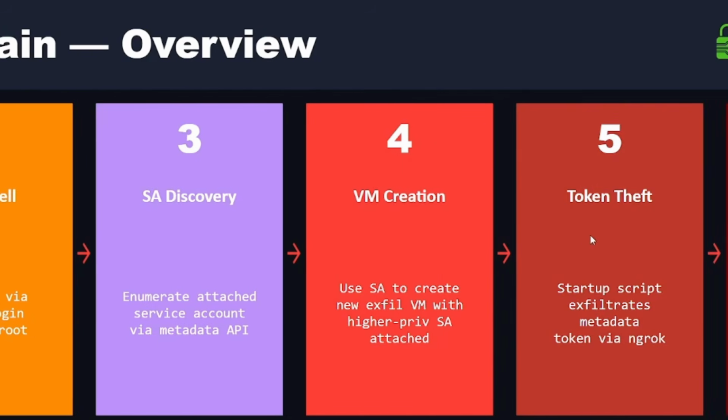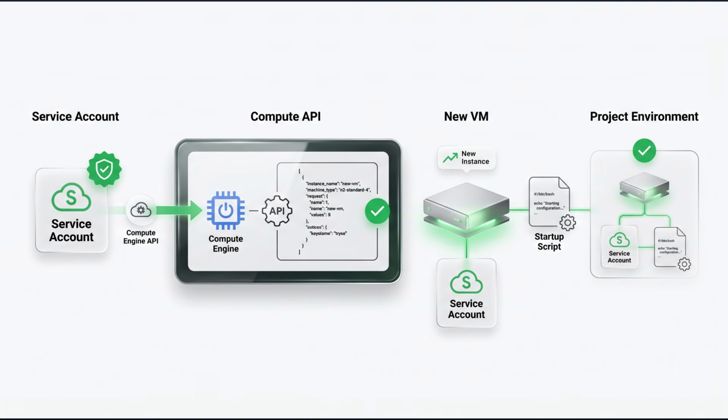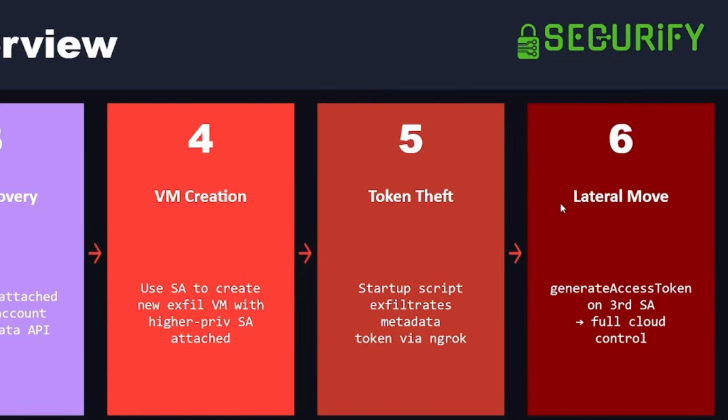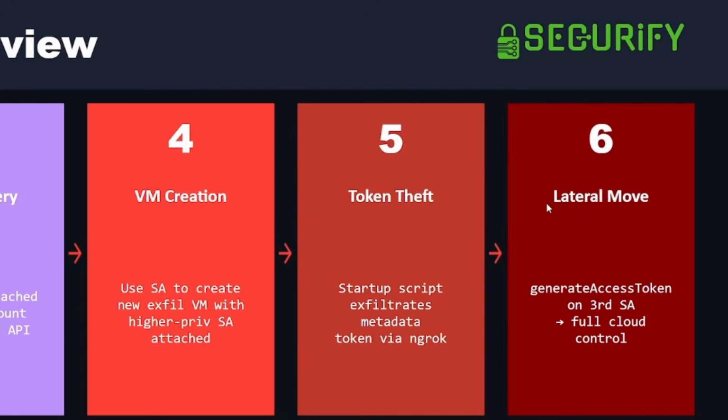Alright, step 5 is token theft. That startup script runs automatically when the VM boots. It curls the GCE metadata endpoint on the new VM, retrieves a short-lived OAuth access token for the CI developer SA, and sends it via HTTP POST to an external listener. In this demo, we use the ngrok tunneling option. With the token received, the attacker now has credentials for the CI/CD pipeline service account.